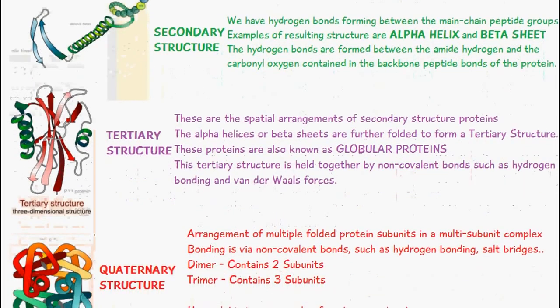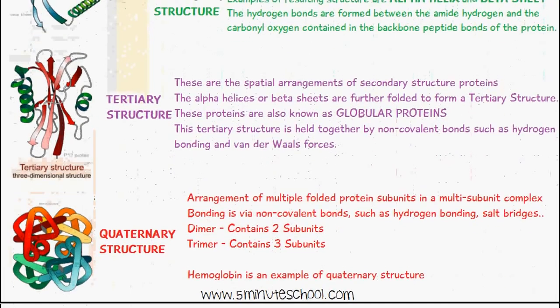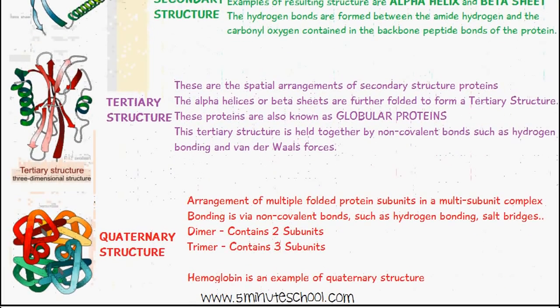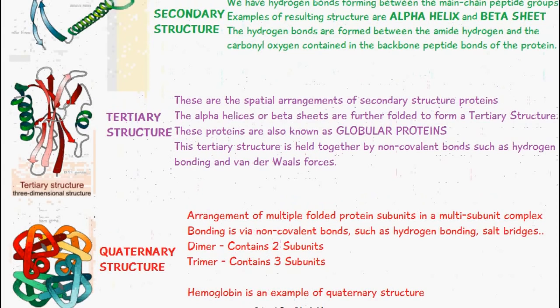Moving on, we have the tertiary structure of proteins, and these are certain spatial arrangements of these secondary structure proteins. The alpha helixes or the beta sheets are going to get folded even more to form a tertiary structure. This diagram here represents the tertiary structure. We also can call these structures globular proteins, and these tertiary structures are going to be held together by non-covalent bonds like hydrogen bonds and van der Waals forces.